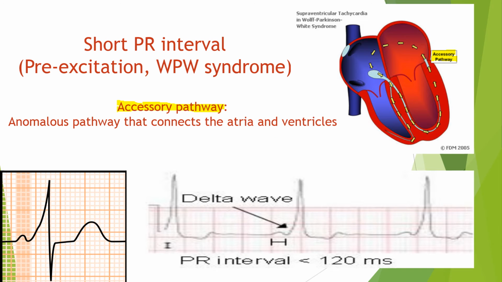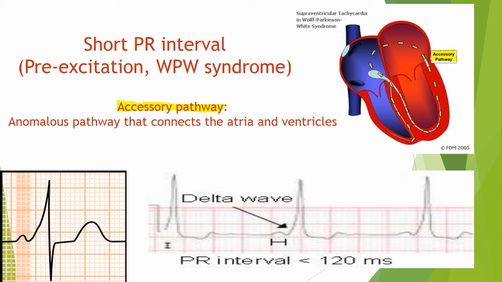The other abnormality of the PR interval is short PR interval, or pre-excitation, and if it is associated with arrhythmia, it is named Wolff-Parkinson-White syndrome. A short PR interval occurs if there is an accessory pathway bypassing the AV node. An accessory pathway is an anomalous pathway that connects the atria and the ventricles, bypassing the AV node.